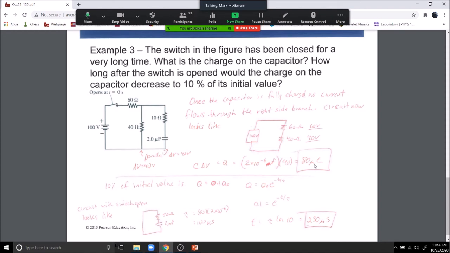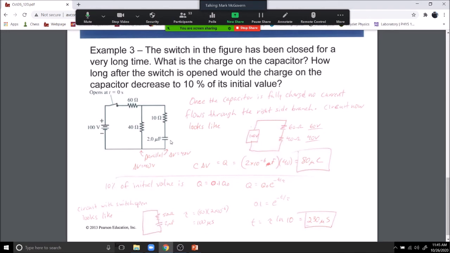Let me reiterate a couple of very important things about this. If we say that the switch has been closed for a long time, then the capacitor starts to be charged, and once it reaches its full amount of charge, which will be when it gets to 40 volts, the right side is not really part of the circuit in terms of current flowing anymore. So if we work out what's across the 40 ohms, that's what's across the capacitor here.